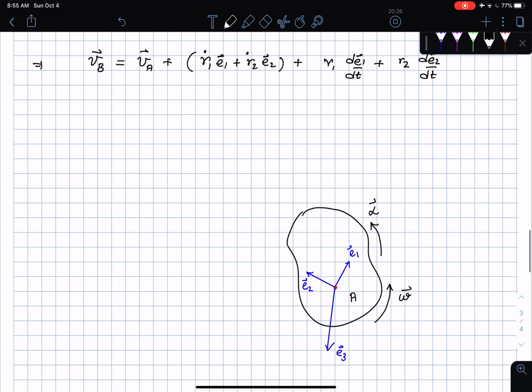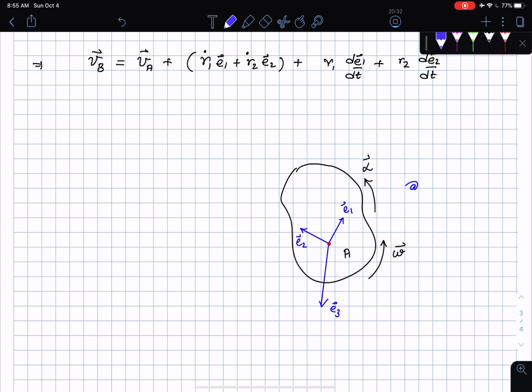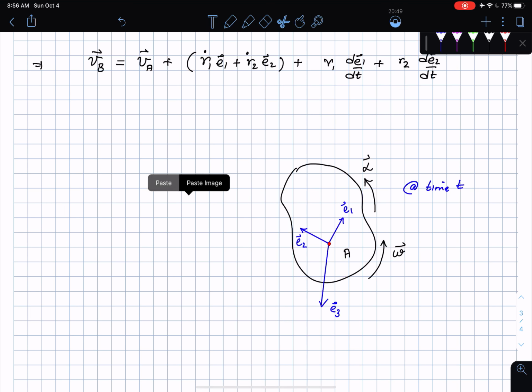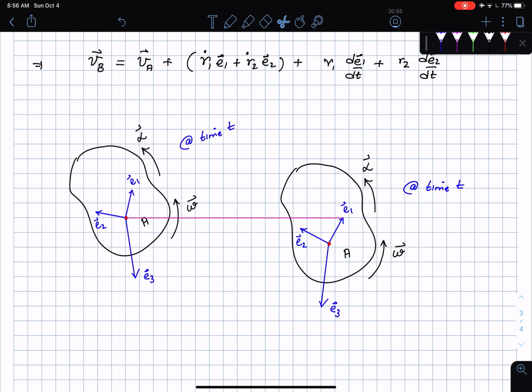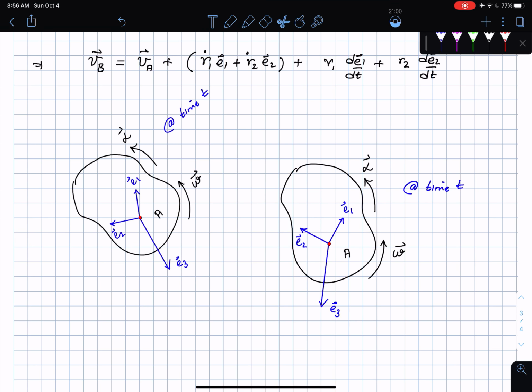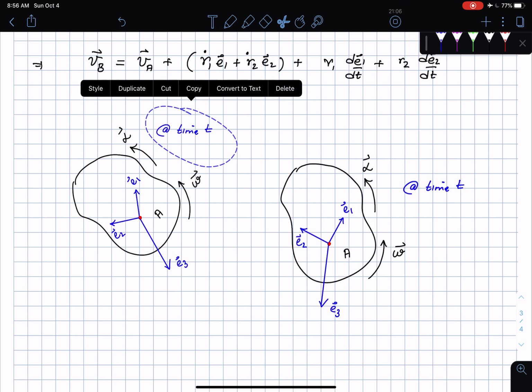Let me move this up a little bit. So this is at some time t. Then I take the same rigid body and see, after a time t plus dt, the rigid body is performing general planar motion. So I'm going to see what happens at time t plus dt. I'm going to copy this and paste this, and this should have performed some kind of general planar motion. It's not letting me rotate. So that's what typically should have happened.